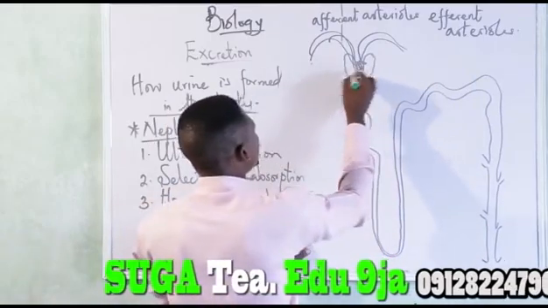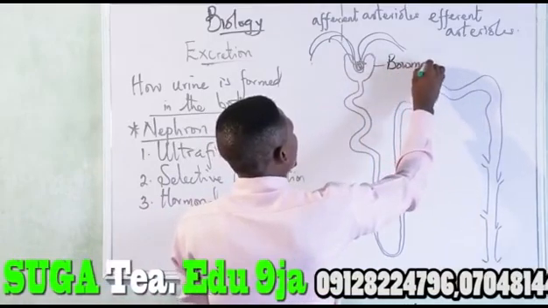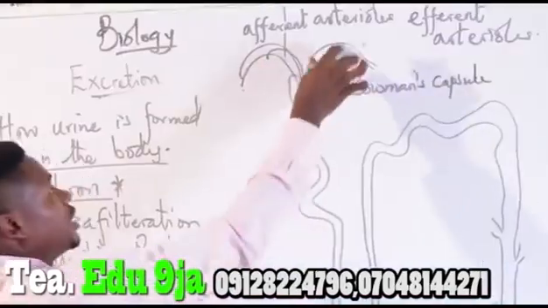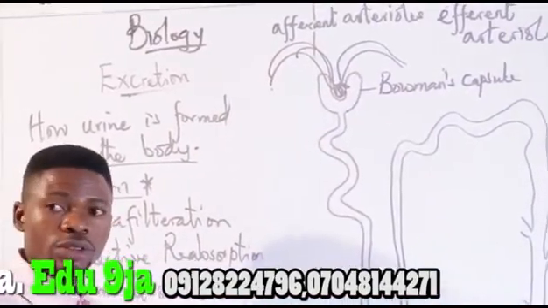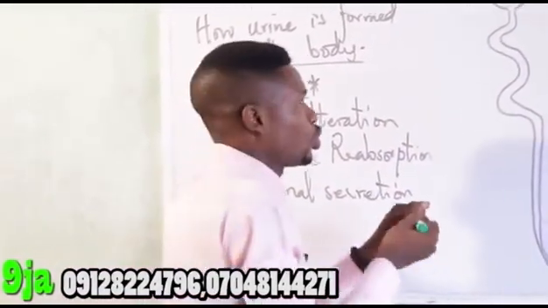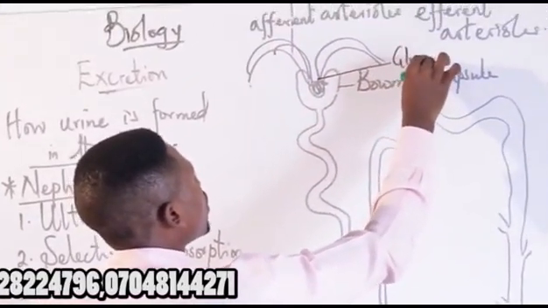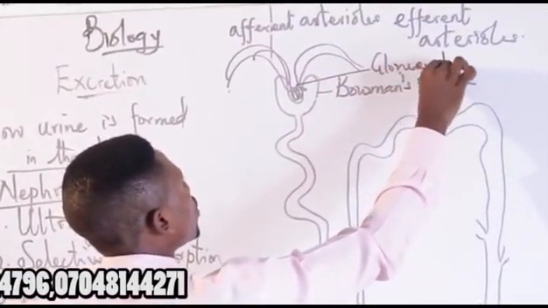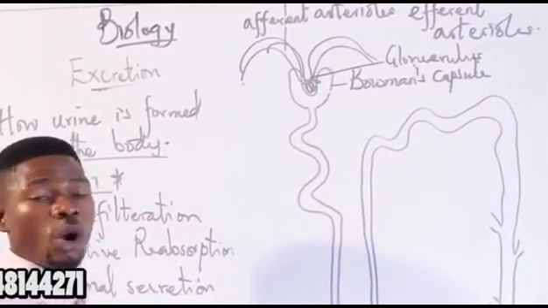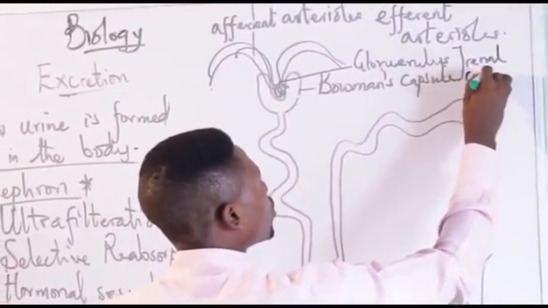Now we are looking at the nephron. This is the Bowman's capsule. Now this network that I just talked about forms what we refer to as the glomerulus. The glomerulus. You can also refer to it as the renal corpuscles. The renal corpuscles.